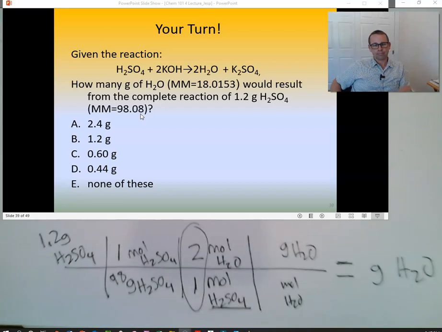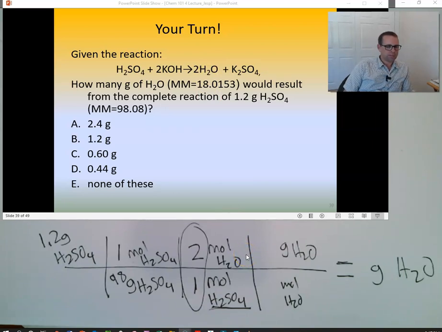So Dan, when you look on top, given the reaction, you see that the product is 2H2O plus K2SO4. So we're going to be making some potassium sulfate here, K2SO4, but the question doesn't ask anything about that. It's asking just about how many grams of water from 1.2 grams of H2SO4. Okay, I was focusing on the wrong part of the equation there. All right. So we really don't need that top equation.